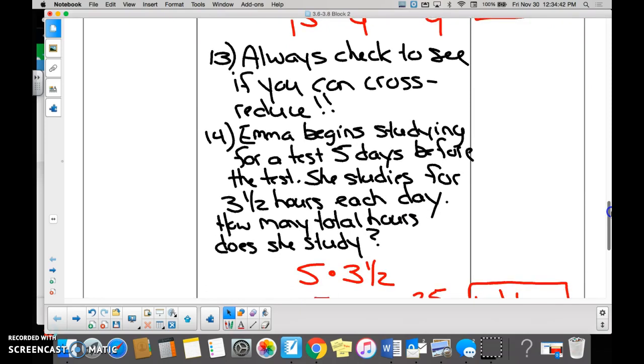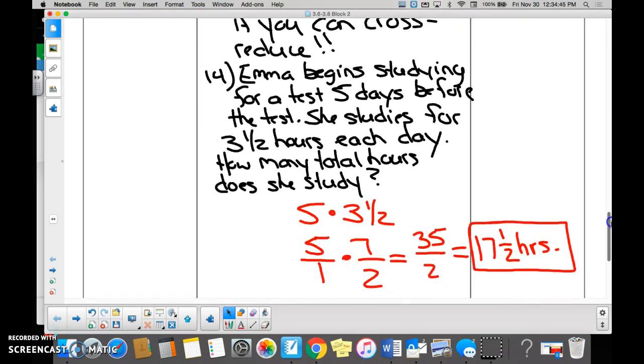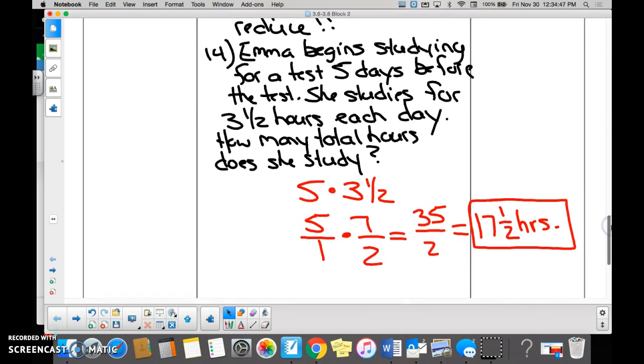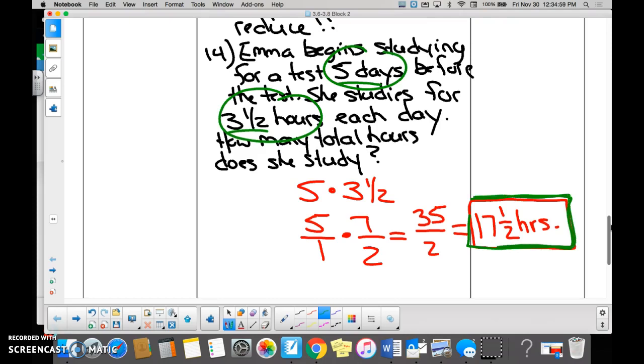14, I'm not going to talk so much about 14, other than Emma studied a lot for her test. My advice is estimate your final answer before you even calculate it so that you know that your final answer is logical. I would say 5 times 3 is 15. Our final answer was pretty close to the number 15, right? Yeah. Questions?